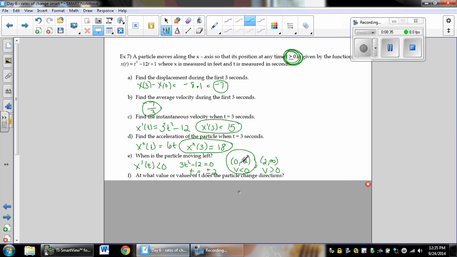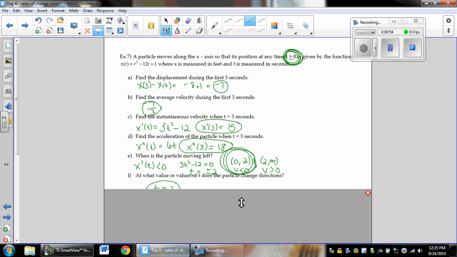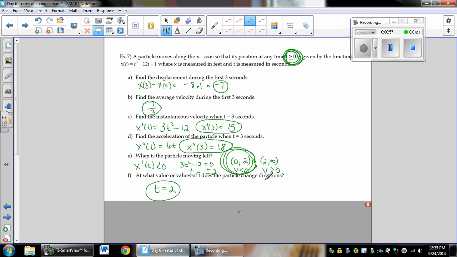So from 0 to 2, I have numbers like 1. And if I plug 1 into this velocity equation right here, I get a negative. So it's moving left here. And if I plug a number like 3 into velocity here, I get a positive number. So v is greater than 0. Therefore, it's moving left on 0 to 2 only. Therefore, it must change direction at 2 because it moves left and then it moves right.